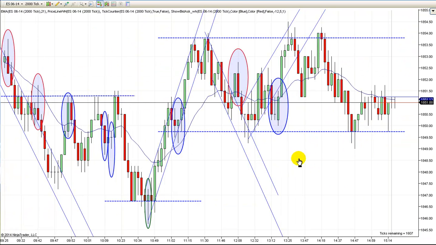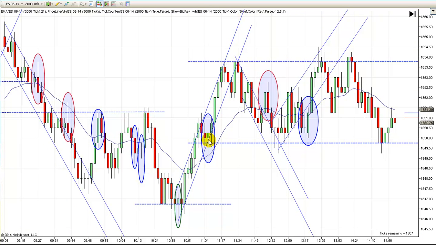And I don't know if I marked anything else today. Yeah, I did. Then you get your break of this trend. Notice you closed outside, moved to a new high, and then you're trending down.